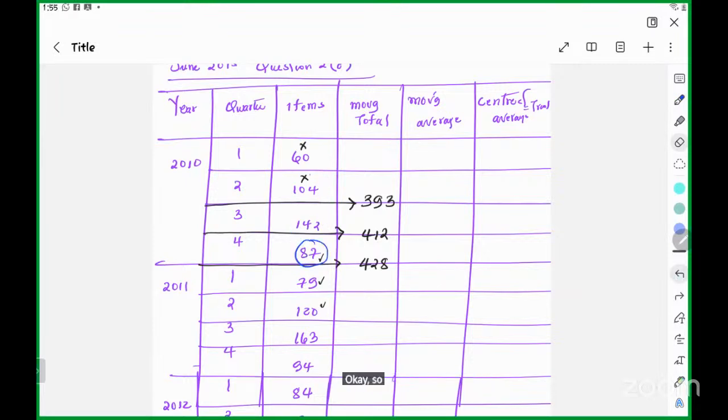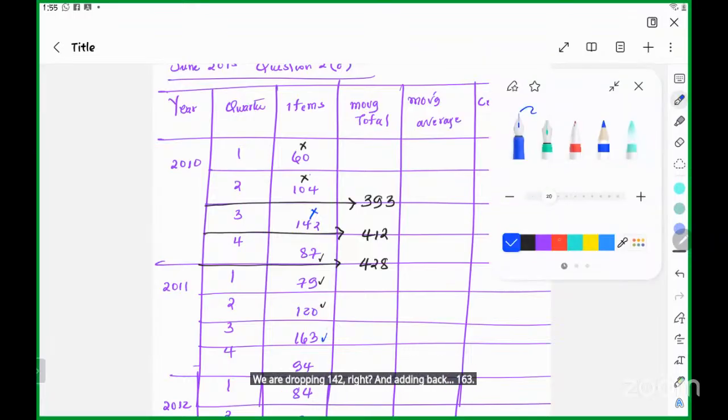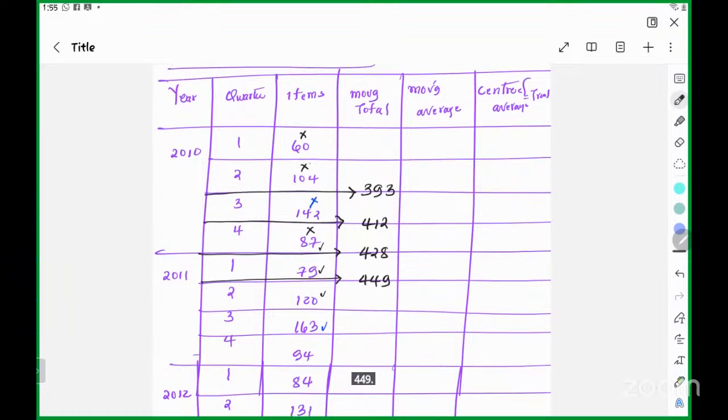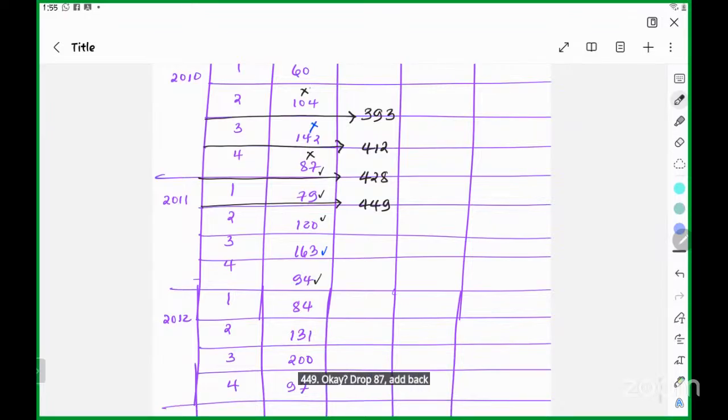Okay, so the next one. What did we drop the other time? We are dropping 142, right? And adding back 163. That total should appear here. What do you get? 449. Okay, drop 87, add back 94. What do you get?